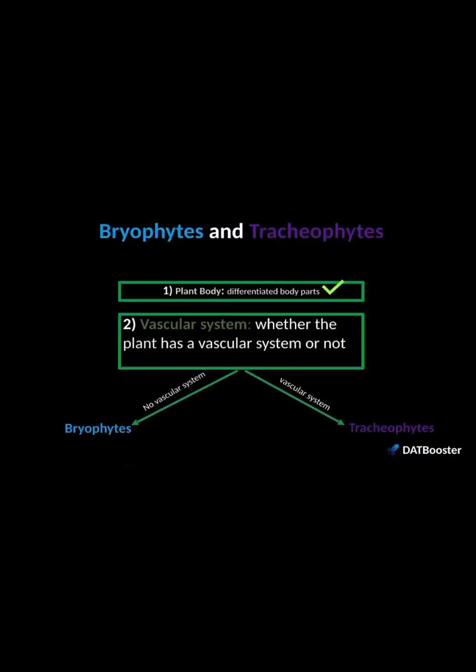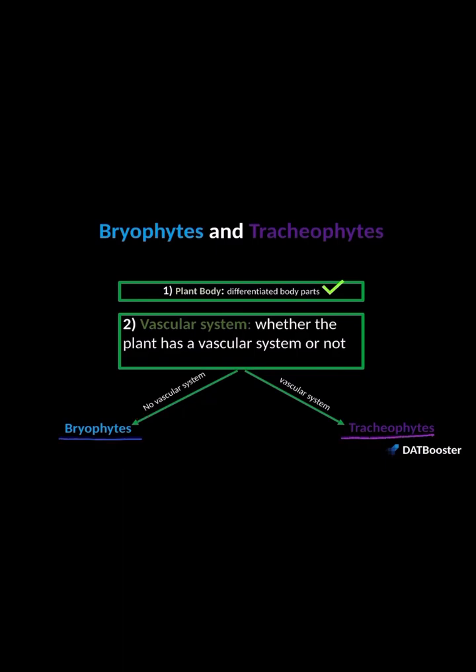What about if you do have a plant body and differentiated body parts? Well, then you're a bryophyte or a tracheophyte. Now this takes us to the second criteria, the second question, which is about a vascular system. So if you do not have a vascular system, you're going to be a bryophyte. If you do, you're going to be a tracheophyte.